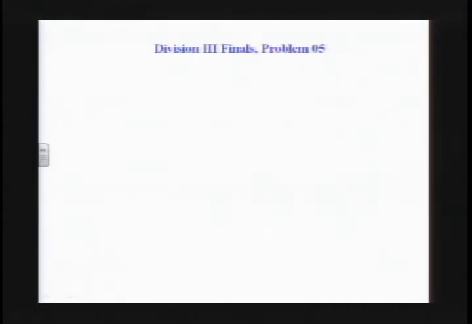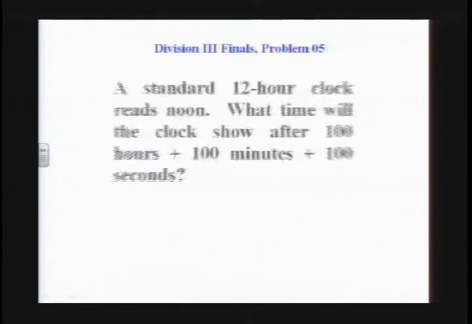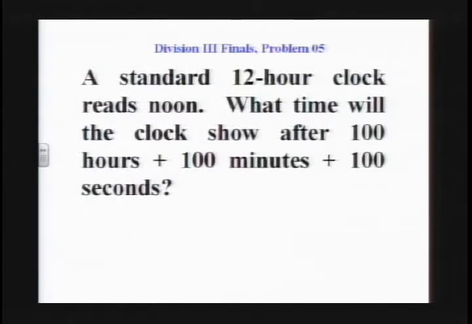And the next question, please. Okay, a standard 12-hour clock reads noon. What time will the clock show after 100 hours plus 100 minutes plus 100 seconds?